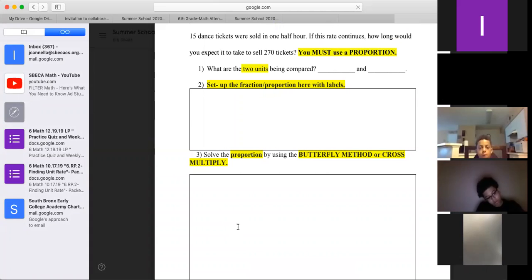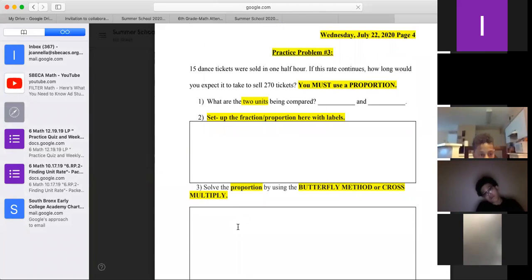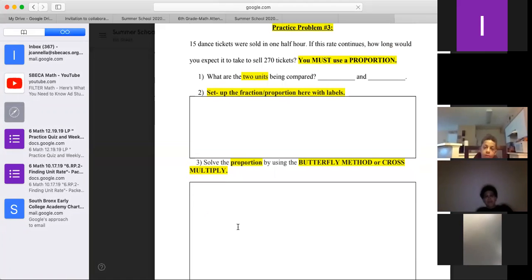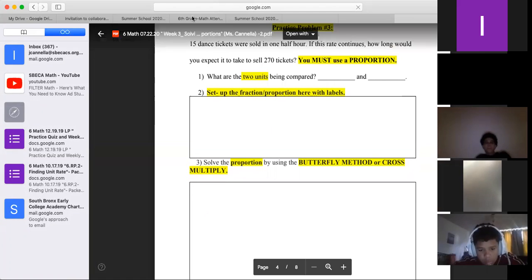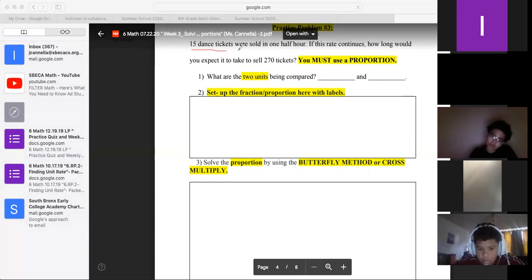All right, Carlton, I promise you to read. We're now on page 4, guys. Problem 3. 15 dance tickets were sold in 1/2 hour. If this rate continues, how long would you expect it to take to sell 270 tickets? You must use a proportion. What are 2 units being compared? All right. So we have a little issue here, and the issue is that we need to know, hold on a minute. Now my computer is messed up.